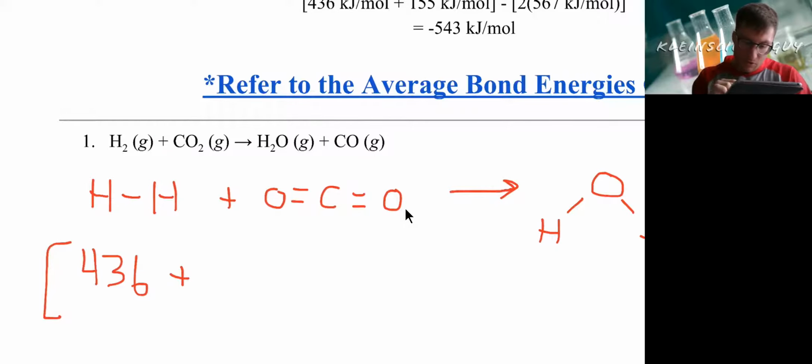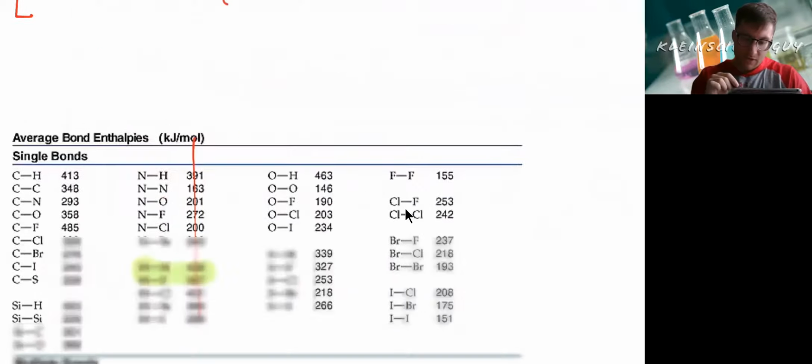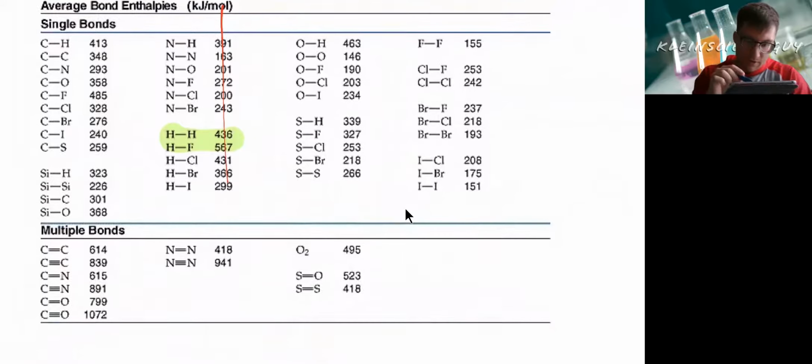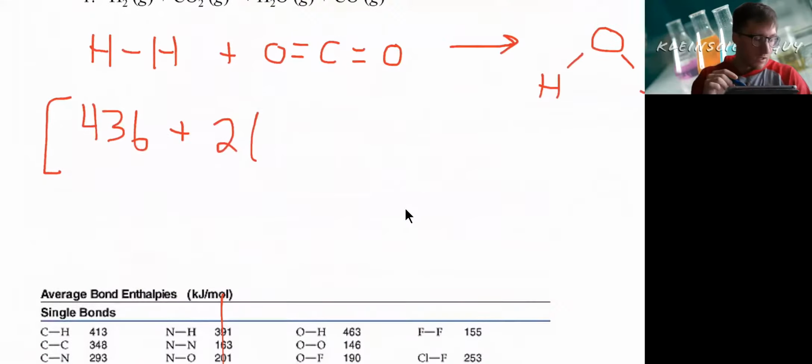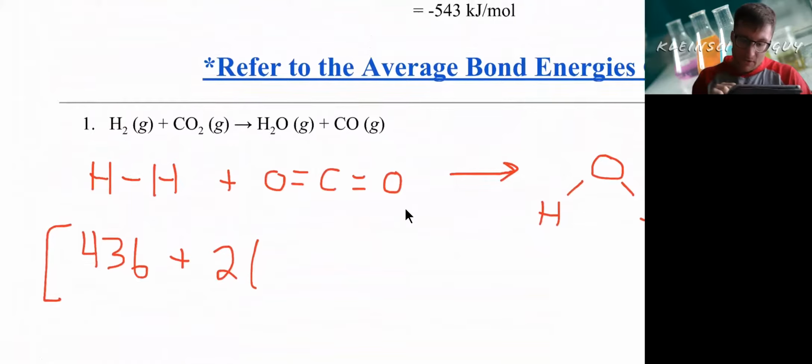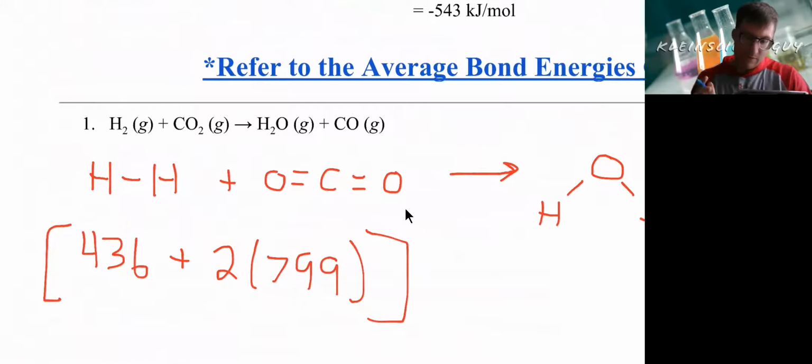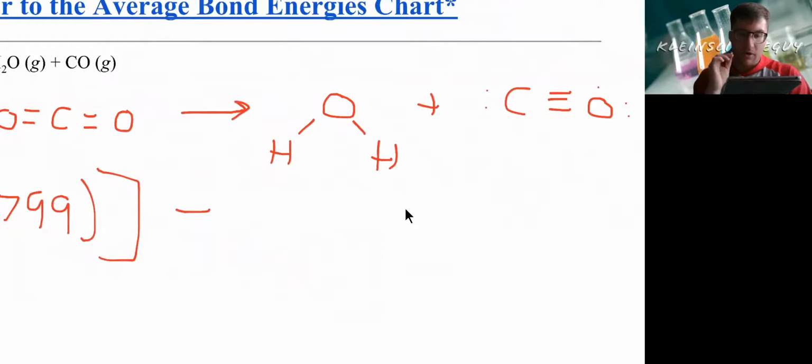Now notice there are two carbon to oxygen bonds. So I'm going to need to find what the energy is for a carbon to oxygen double bond, which I find to be 799. But since there are two of them in the equation, I need to multiply that by 2. So it's 2 times 799, and I'm going to close that all in square brackets so I know that those are my reactants. Now we're going to subtract the products.